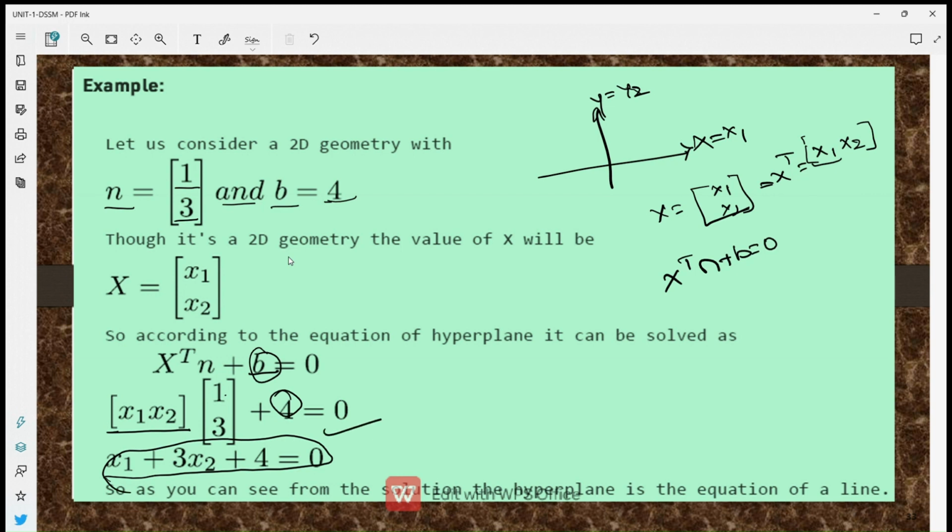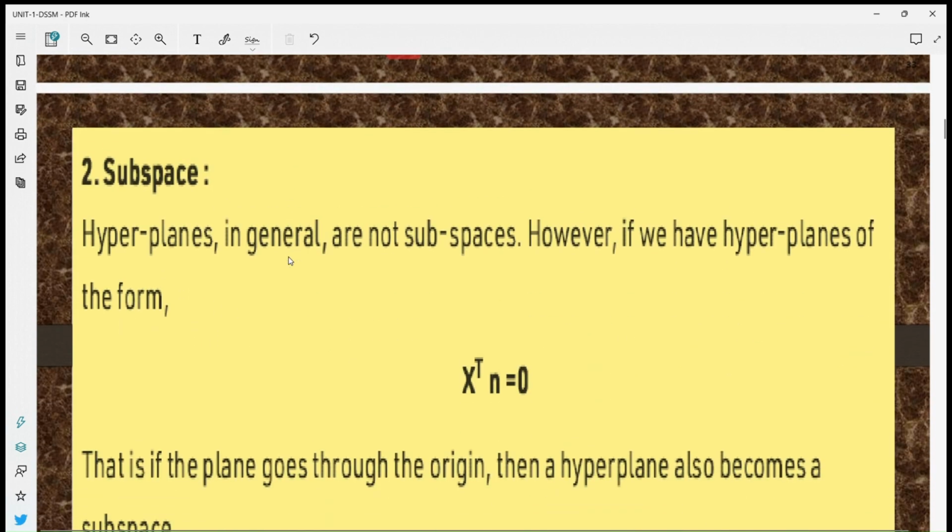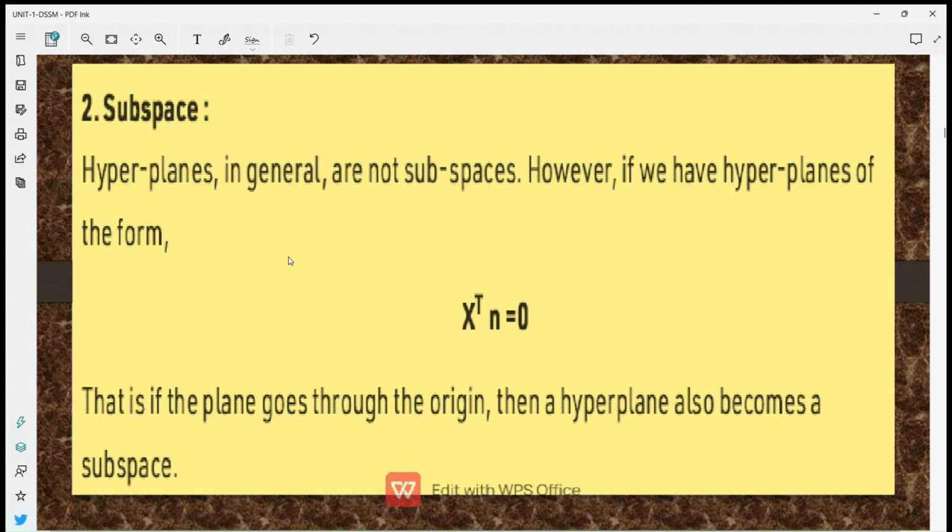As you can see from the solution, the hyperplane becomes the equation of the line. Hope you people got it. Then we will discuss the subspace.